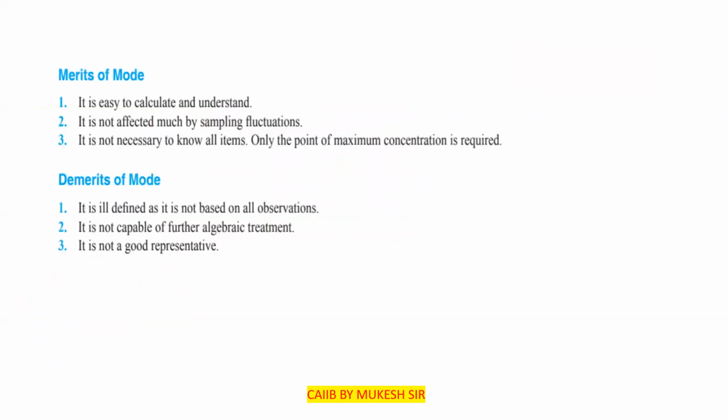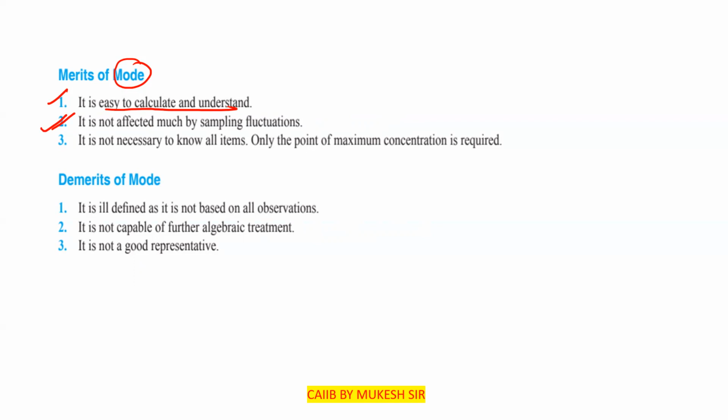These are some of the merits and demerits of the mode. What is the merit? As we have calculated the mean, mode, and median, one merit is that it is easy to calculate and understand, because the term which occurs the maximum number of times is the mode. Second, it is not affected much by sampling fluctuations.